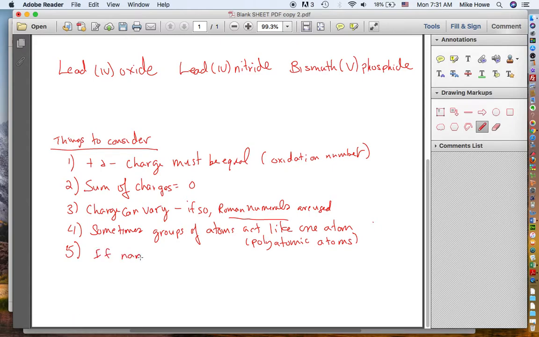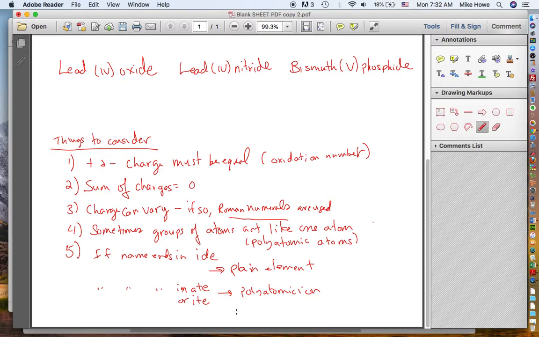All right, and then the last thing I was going to mention, number 5, if the name ends in IDE, that means you're looking at a plain element at the end. So for example, up here it says nitride, that means nitrogen. Phosphide, that would mean phosphorus. If the name ends in ATE or ITE, then we're talking about a polyatomic ion at the end. There are a couple of exceptions, so I might remind you about the exceptions.